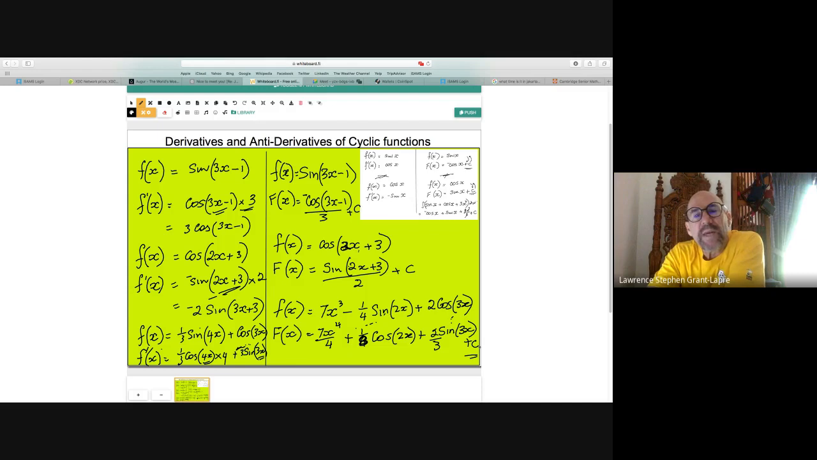Okay, so we've been looking at sines and coses. Let's have a look at tan and sec squared.